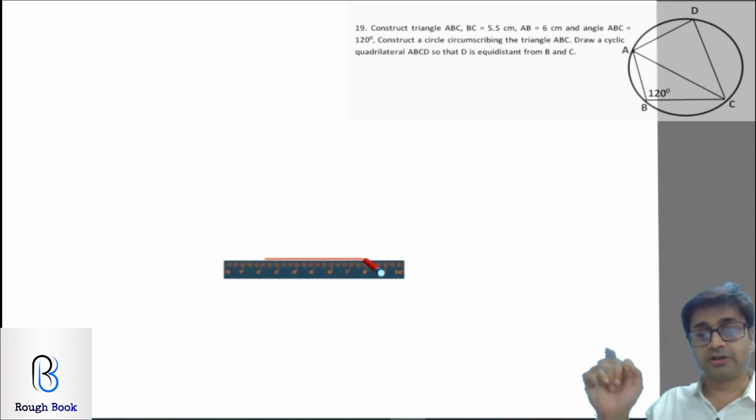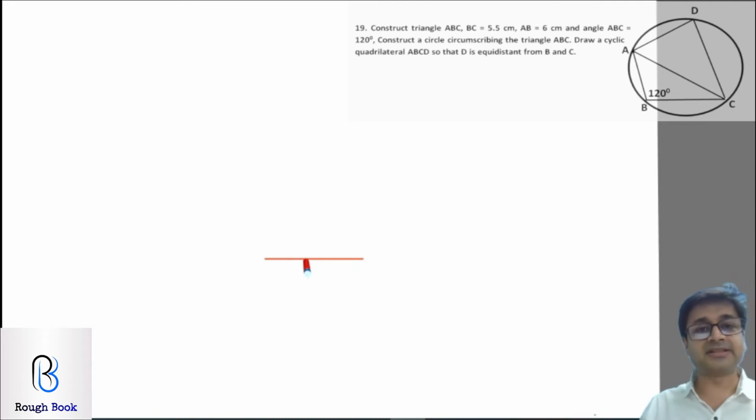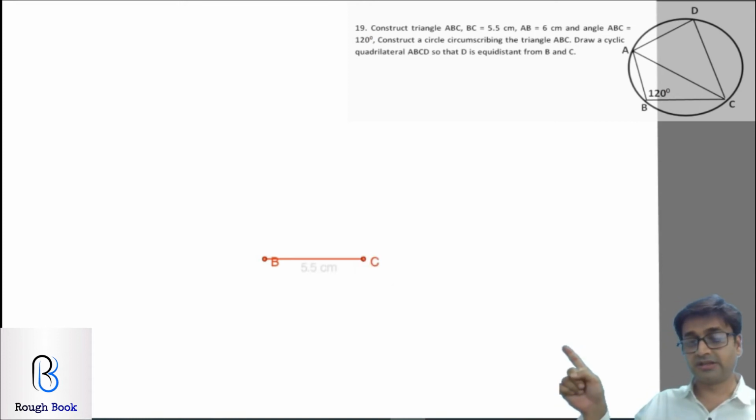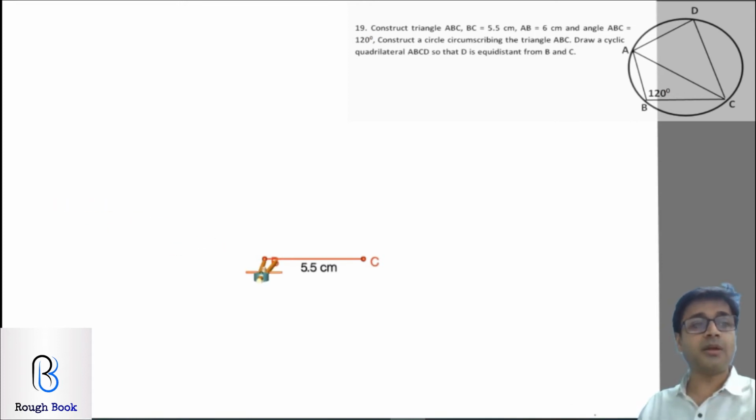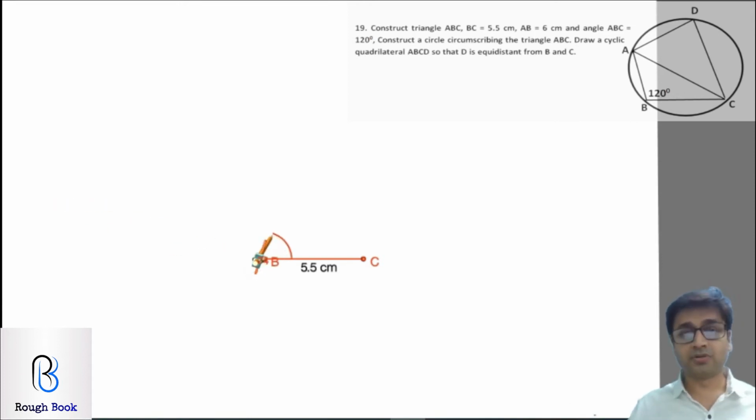So there you go with the base. So I'm taking the base as side BC with 5.5 centimeters. Yeah, so just label it, don't forget to label, otherwise you will lose your marks in the exam. So there you can see the labeling, BC with 5.5. Now 120 degrees, so keep your compass on point B and cut your arc of suitable radius.